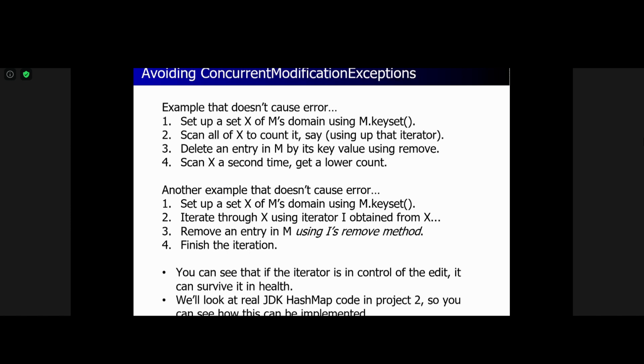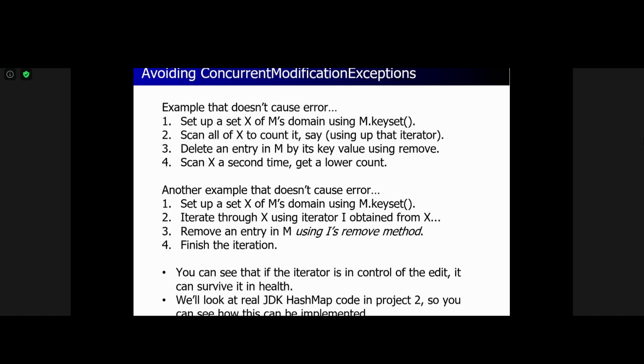Another thing is that you can do deletions through the iterator. This is something you haven't seen because if you look in the book, they say, oh, well, we use iterators, but we never use remove. Remove is always a no-op. And they give an argument for that. But it's in fact very powerful. Because look what you can do. This is another one that doesn't cause error.